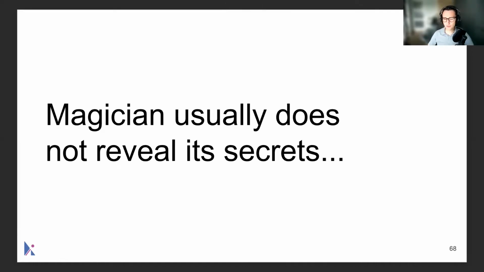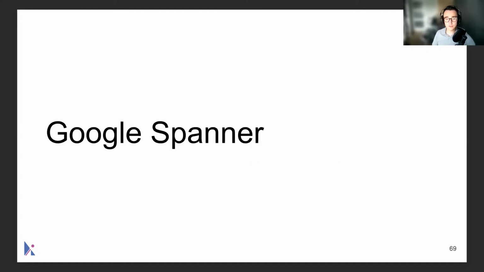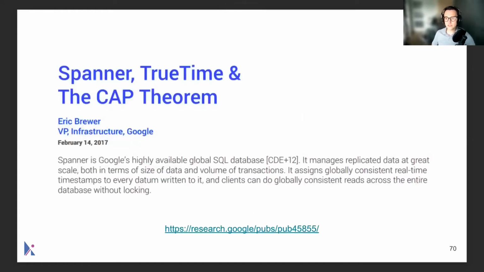And we have to probably accept the fact that we won't know how it works under the hood for sure, because as in life, the magician usually does not reveal its secrets, unless it's Google. And speaking about the secrets and speaking about squeezing a lot from the CAP theorem, I must say a few words about Google Spanner. Spanner is a highly available SQL database, a relational database running in the cloud.